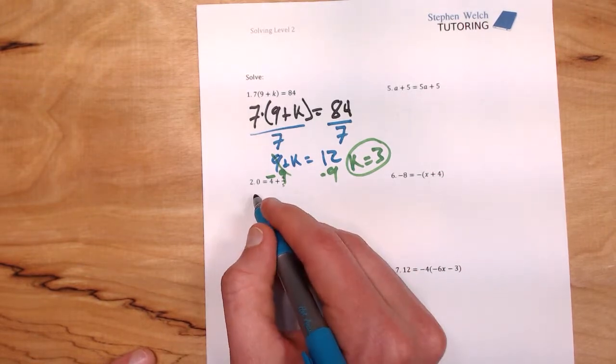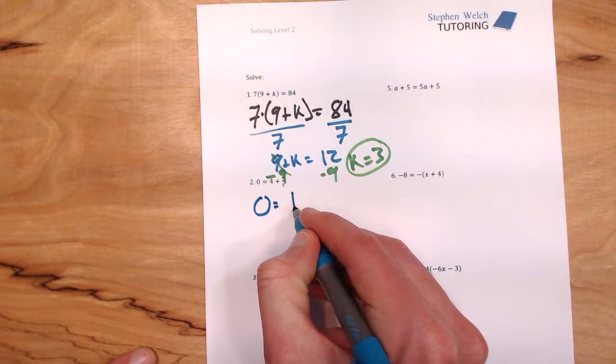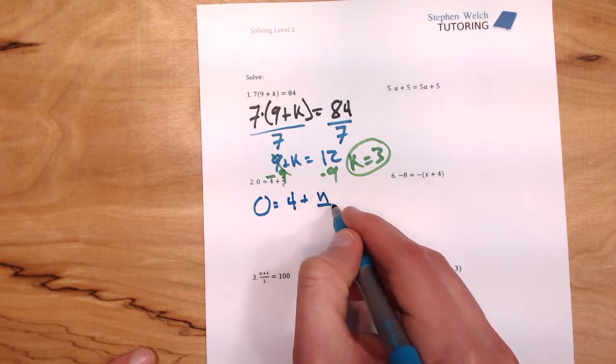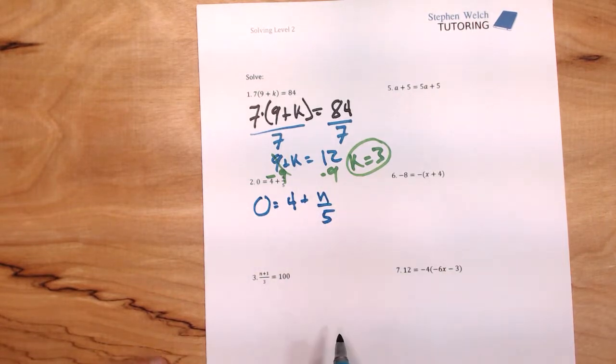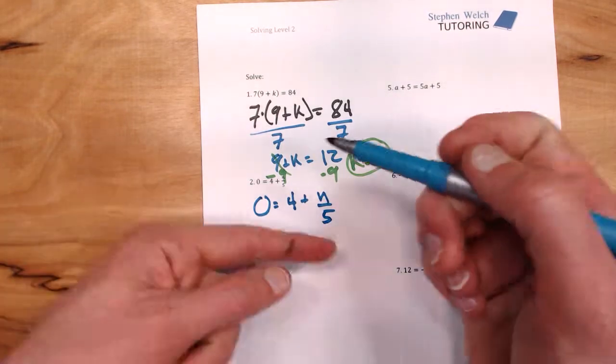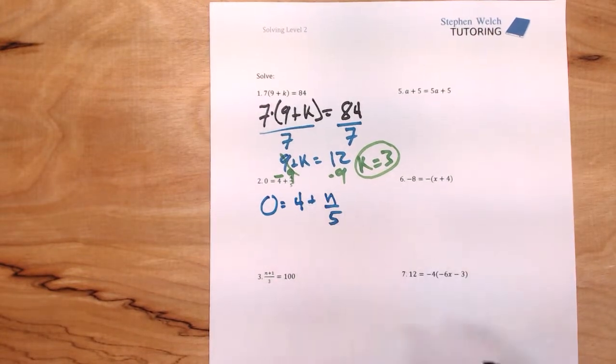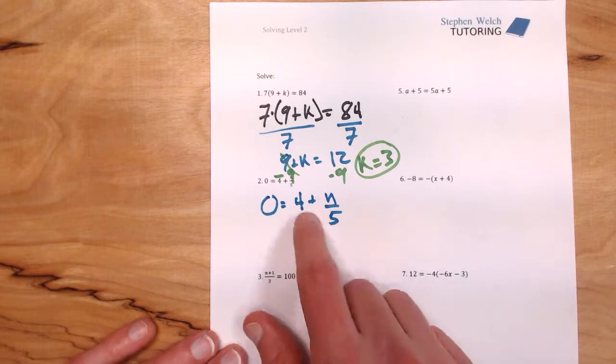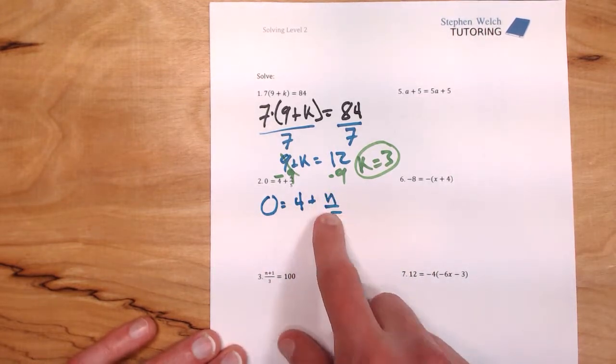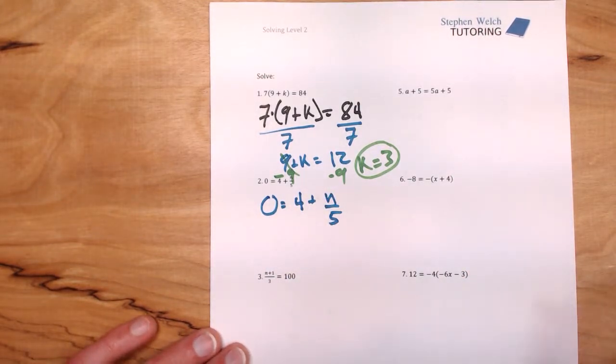Next, number 2, I have 0 equals 4 plus n over 5. And in general on these, I want you to work from the outside in. So we're going to deal with the 5 last and the 4 first. Also, think about doing addition and subtraction first before you do multiplication or division.